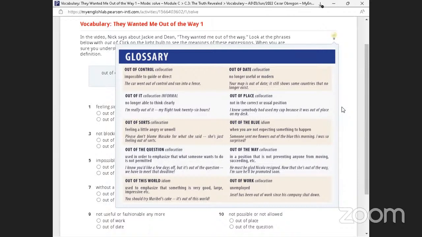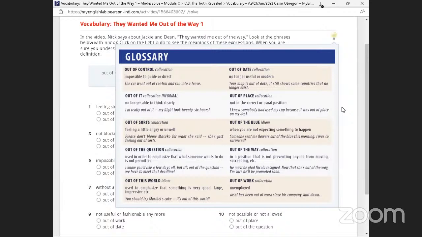My flight took 26 hours. Okay. Out of sorts. It's a collocation: feeling a little angry or unwell. Please don't blame Masako for what she said. She's just feeling out of sorts.